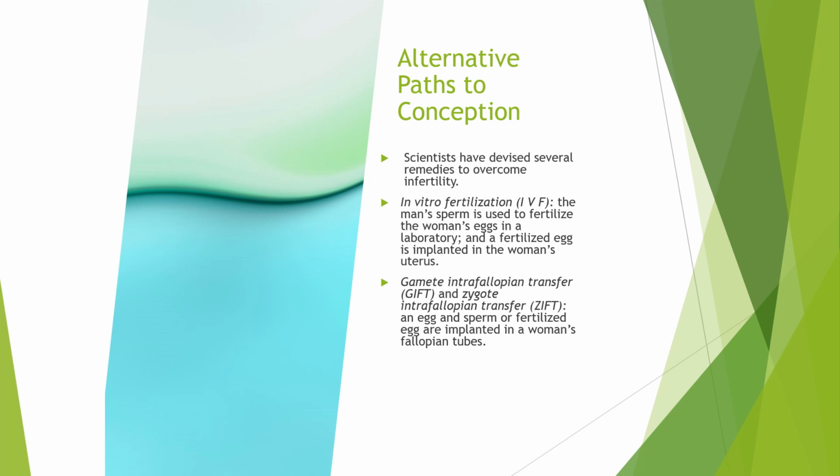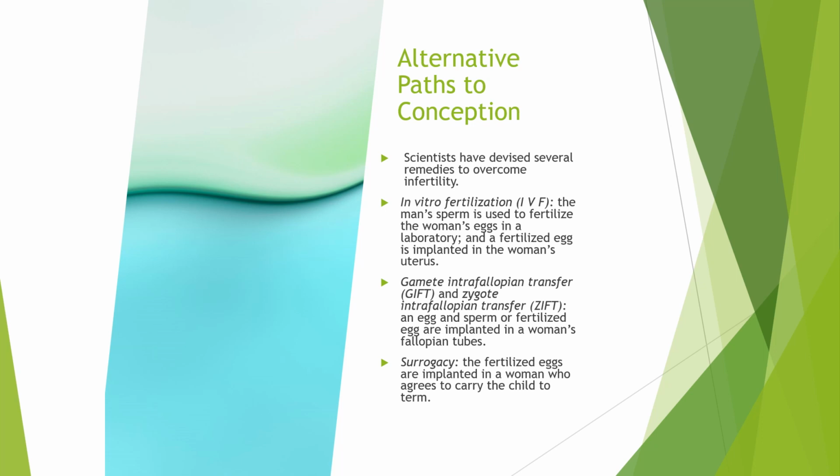Now, the third path to conception is surrogacy. And this is where the fertilized eggs are implanted into another woman who agrees to carry the child to term. So it would not be the mother that the fertilized egg is implanted into, but another woman. And she's actually going to carry that child to term. So these are 3 different paths to conception.